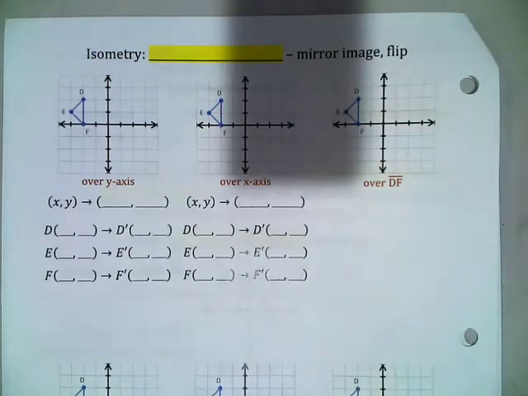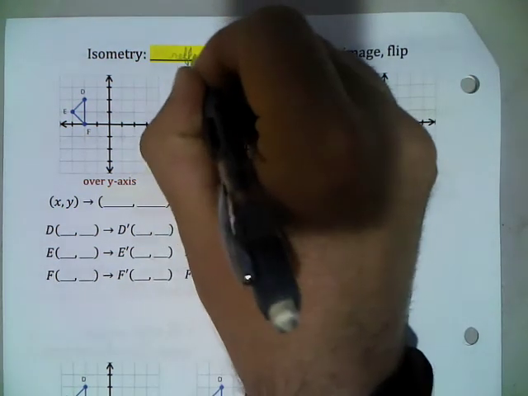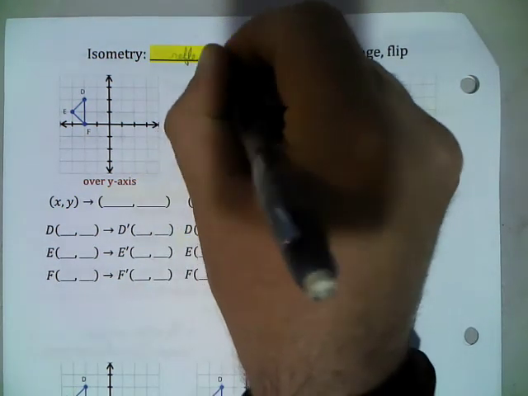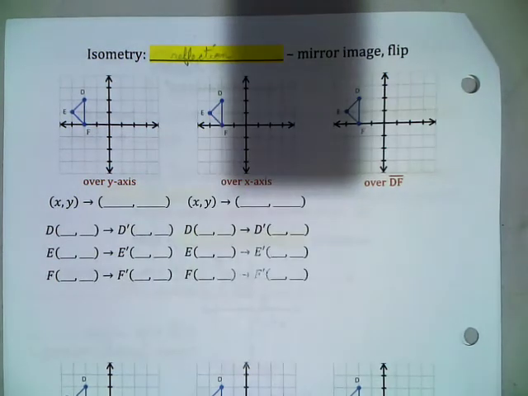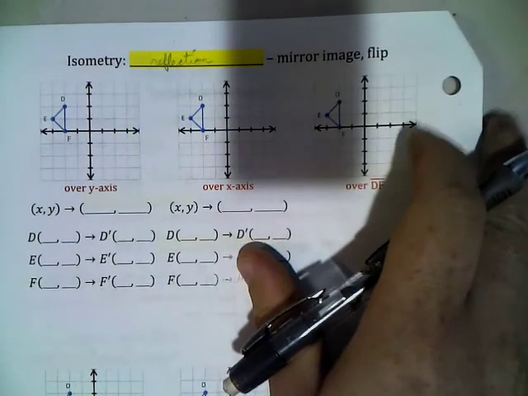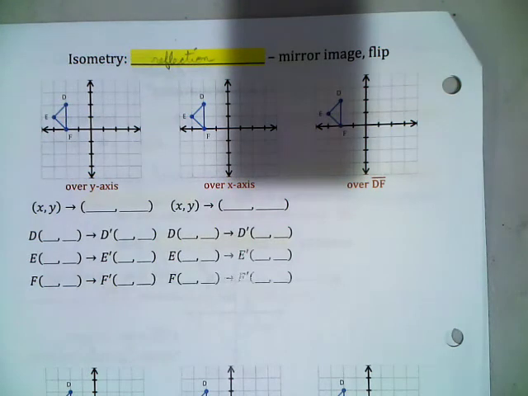If we flip the page, we'll move on to our next isometry here. So this isometry is commonly known as a mirror image or a flip. So if we have a mirror image or a flip of something, that is its reflection. Reflection.